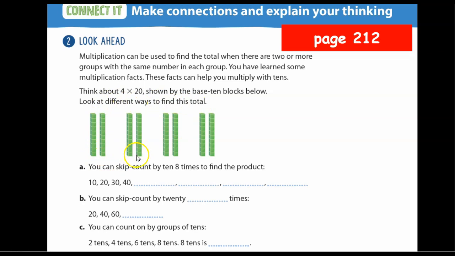1, 2, 3, 4, 5, 6, 7, 8. So there's 8. You can skip count 8 times by 10. So if I have 10, 20, 30, 40, what comes next? 50. After that? 60. After that? 70. And 80.